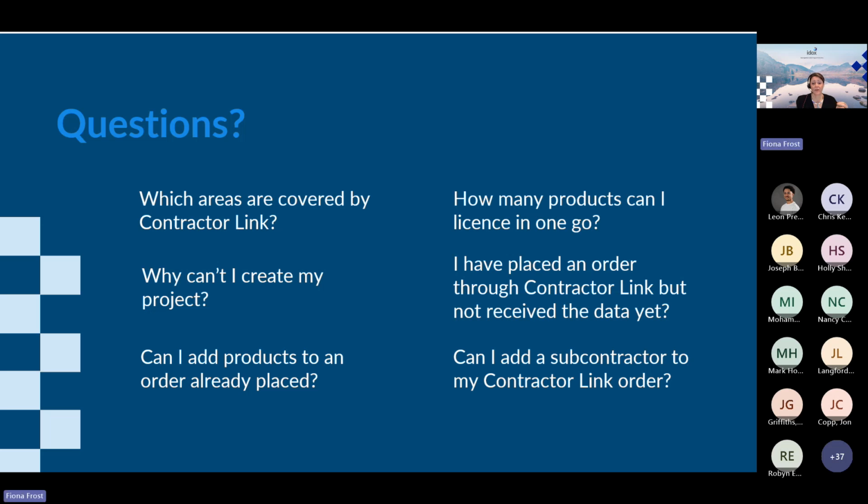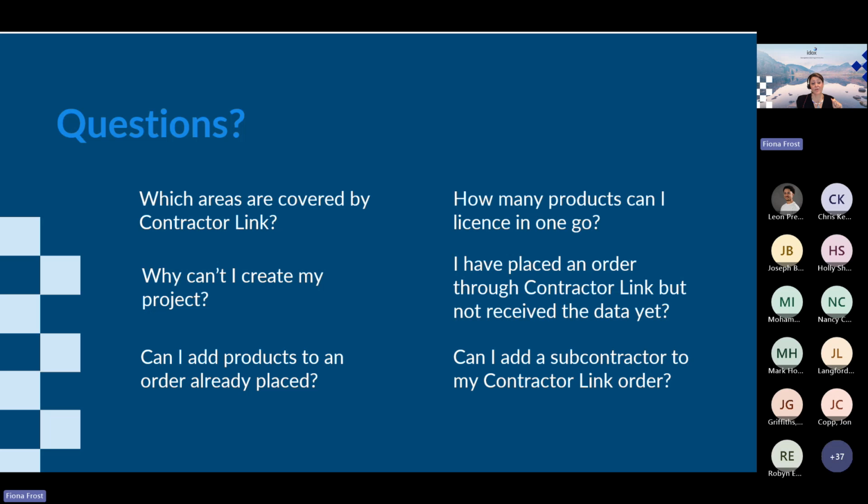I've placed an order through Contractor Link, but I've not received the data yet. That is nearly always because the local authority haven't approved that sign off for you to access that data. And as you've got their contact details, it's always worth just dropping your contact an email and just checking our notification email hasn't gone into their spam.